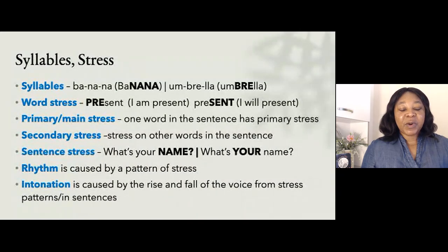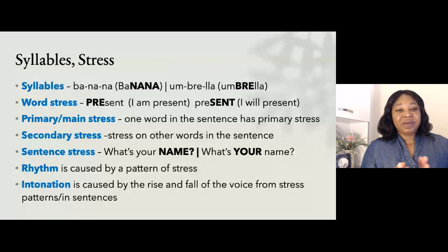Syllables, I'm also talking about syllables. At the level of phonology, we start with the sounds and then we go into syllables. Syllables are units of sound, two sounds together in little bits. For example, the word banana, umbrella, okay?